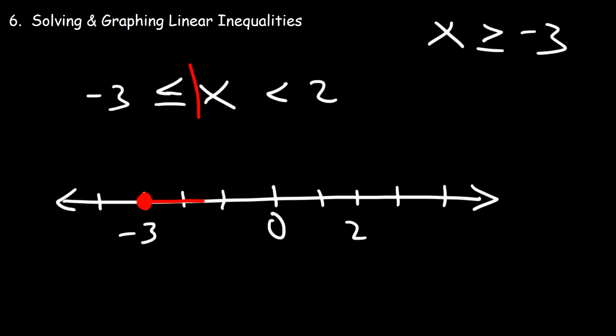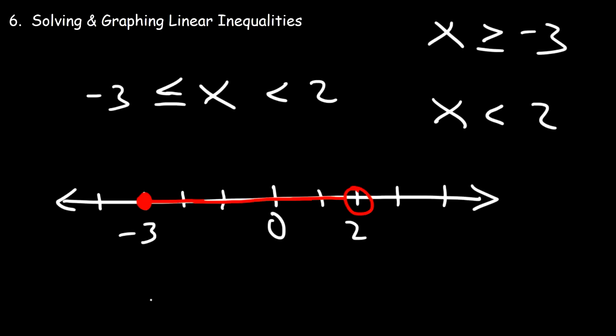Now let's focus on this portion. So that tells us that x is less than 2. So we're going to have an open circle at 2, but because it's less than, we're going to shade to the left. So thus we need to shade between negative 3 and 2.